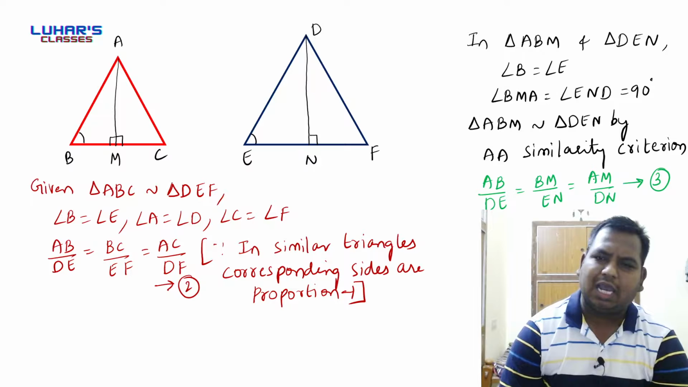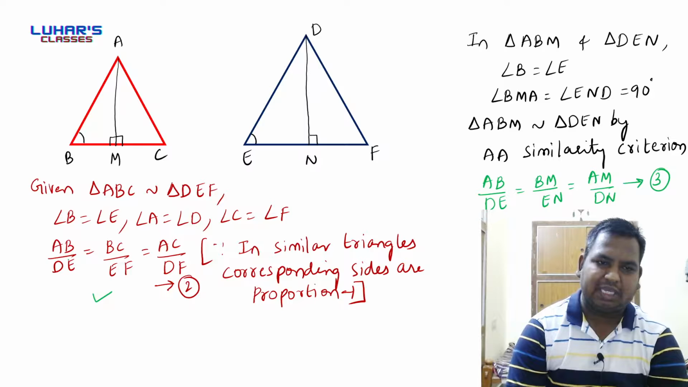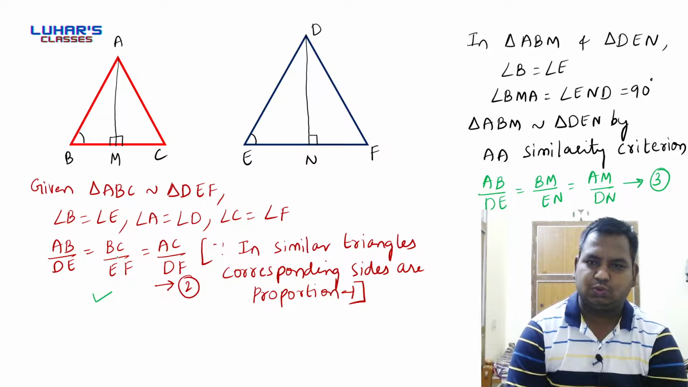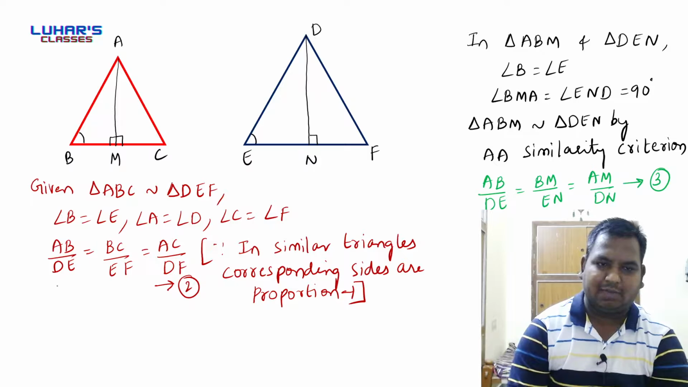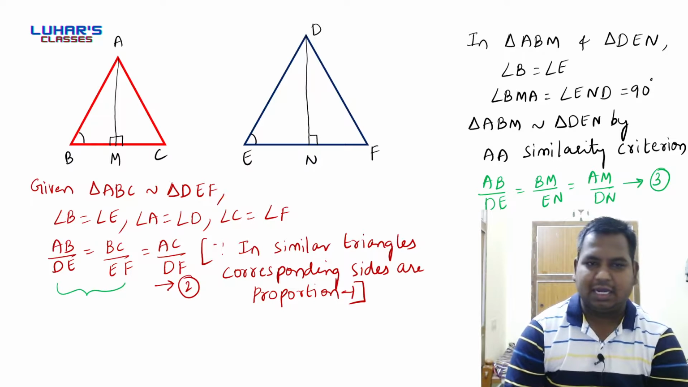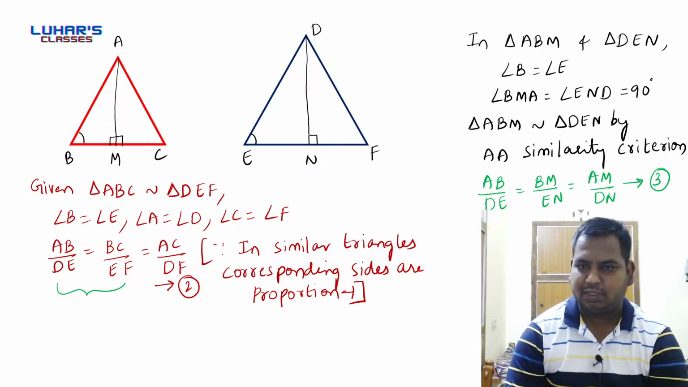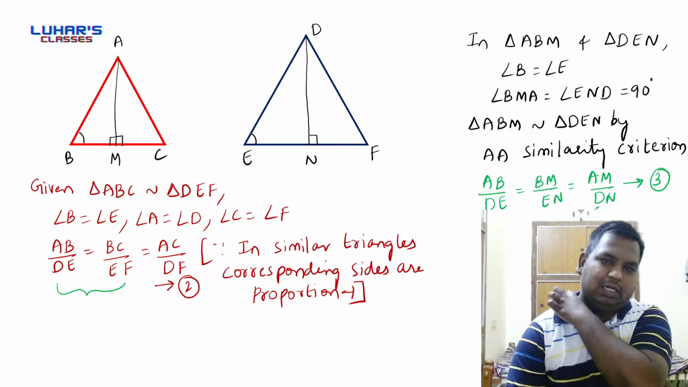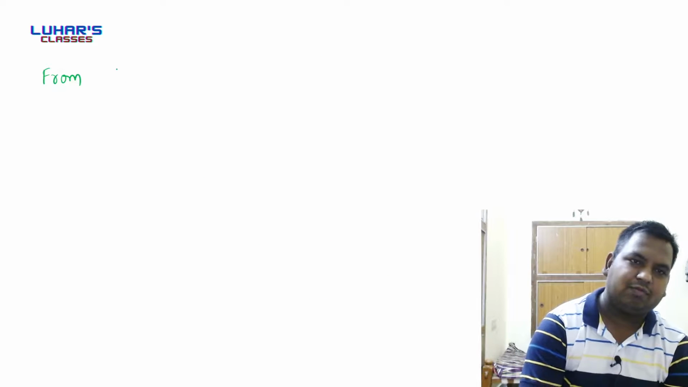Okay. Now I want you to observe equation 2 and equation 3. In equation 2 we have AB by DE is equal to BC by EF, and here we have AB by DE is equal to AM by DN. So these two are equal. From 2 and 3, what can I conclude here?